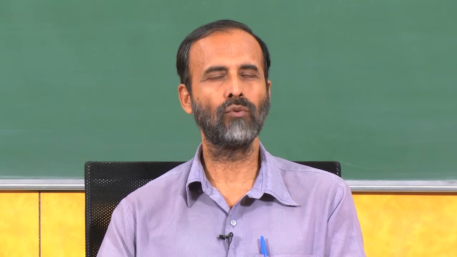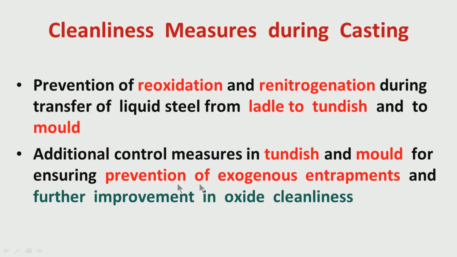Additionally, we have to see to what extent we can prevent additional exogenous entrapments for further improvement in oxide cleanliness. One is, whatever improvement has taken place, there should be no deterioration, no reoxidation, no renitrogenation. Moreover, there has to be prevention of exogenous entrapment. Additional exogenous inclusions should not get entrapped or entrained in the liquid steel, so that the oxide cleanliness does not deteriorate. So, we have to be careful about those.